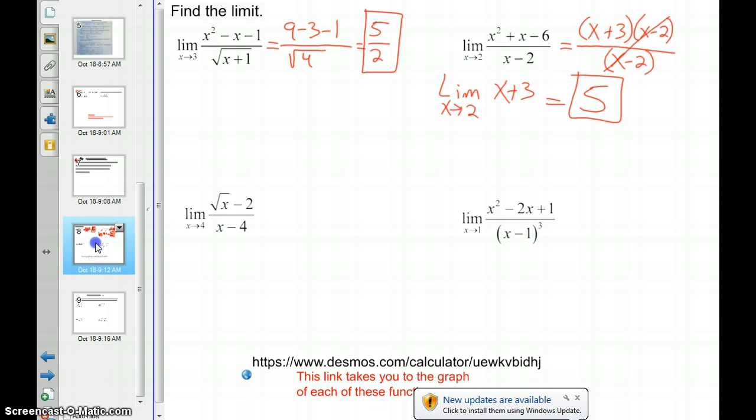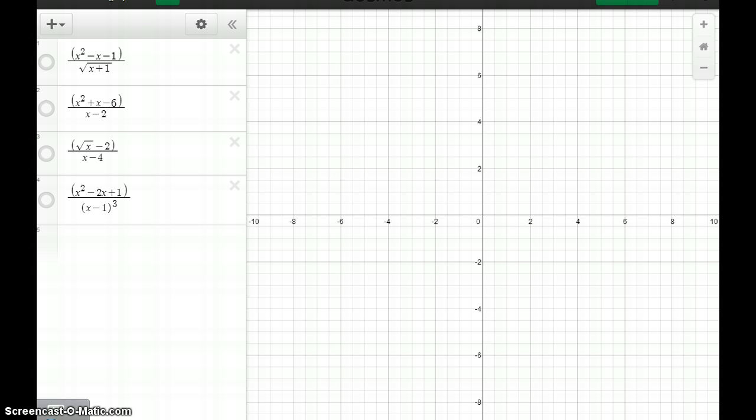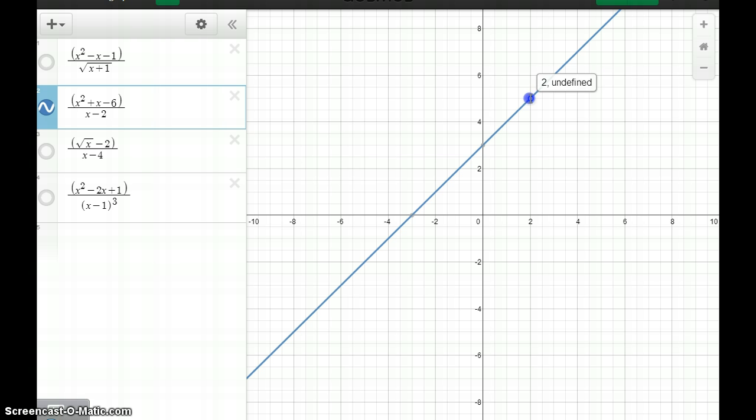So just to look at a graph, this equation that we just did, this is the graph of it. At an x value of 2, you can see the function is undefined at the x value of 2. So what you have is a little hole in the graph right there. But as x gets closer to 2 from the left side, and as x gets closer to 2 from the right side, those y values are getting closer to 5. All right, that's what we're looking for.